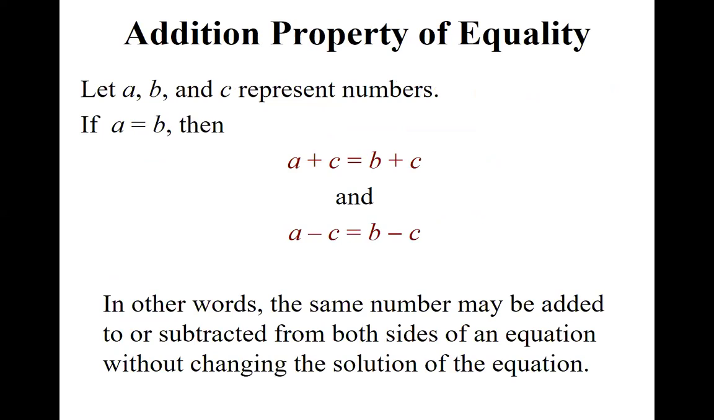The addition property of equality. I'm going to say it in its technical form, and then I'm going to simplify it for you. Let A, B, and C represent numbers. If A equals B, then A plus C equals B plus C, and A minus C equals B minus C. So, in other words, the same number can be added to both sides or subtracted from both sides of an equation without changing the solution of the equation. That is extremely powerful when it comes to solving.